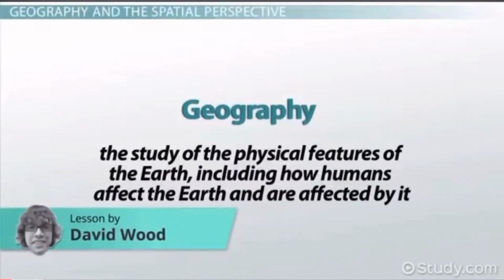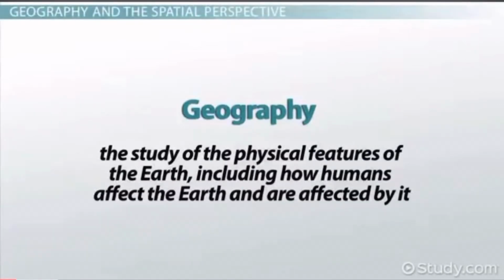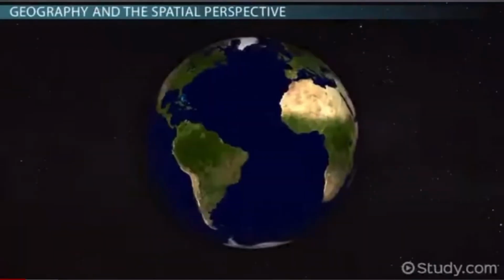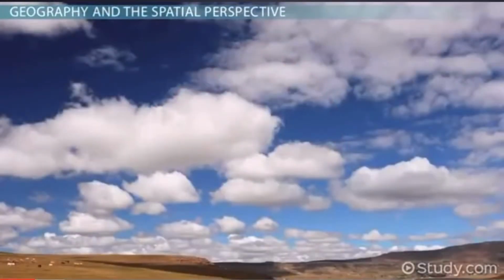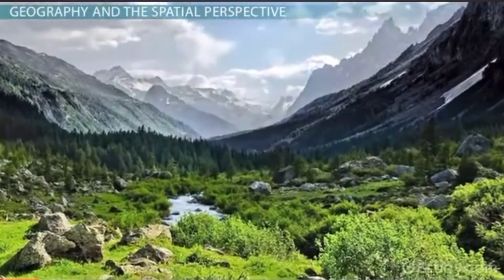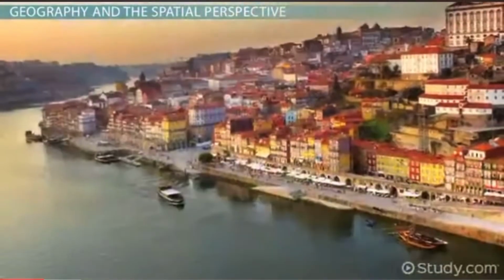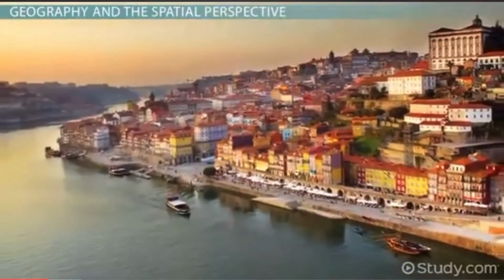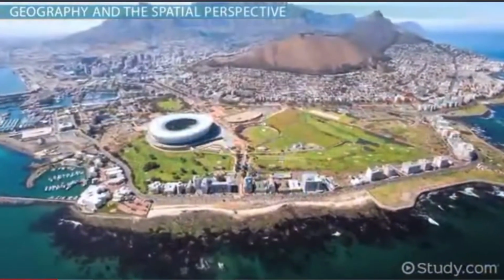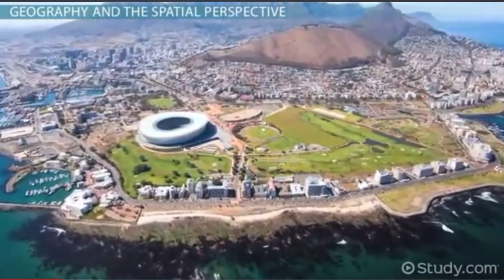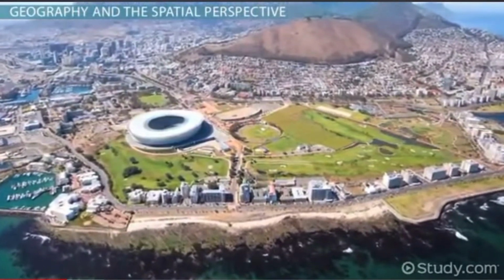Geography is the study of the physical features of the Earth, including how humans affect the Earth and are affected by it. Geography deals with physical aspects of the Earth, the layers of the Earth, the atmosphere, the composition, the vegetation, mountains, rivers, and landforms. Human geography also concerns itself with how humans have affected those physical features and how the arrangement of those physical features have affected humans. All of these things are covered by geography.